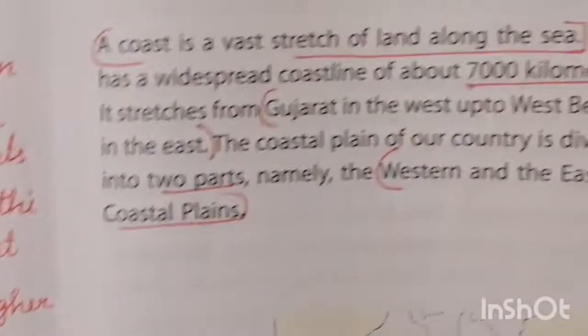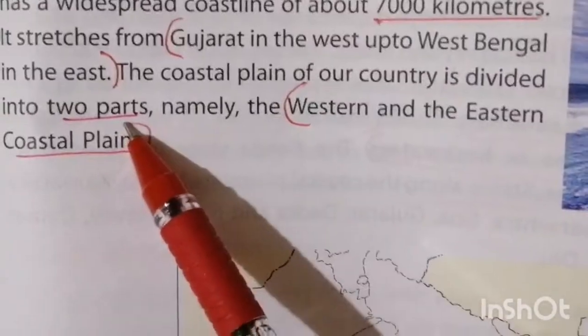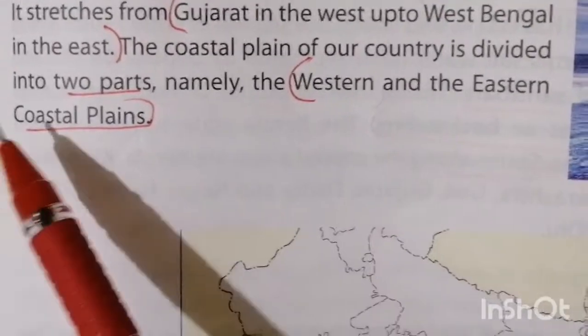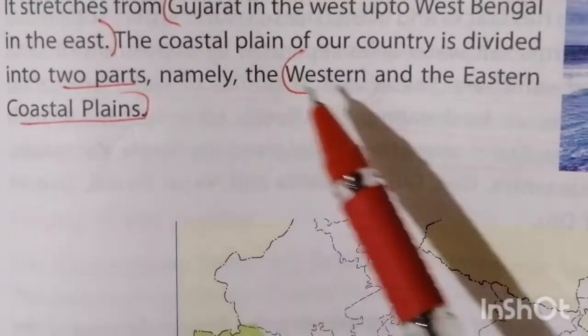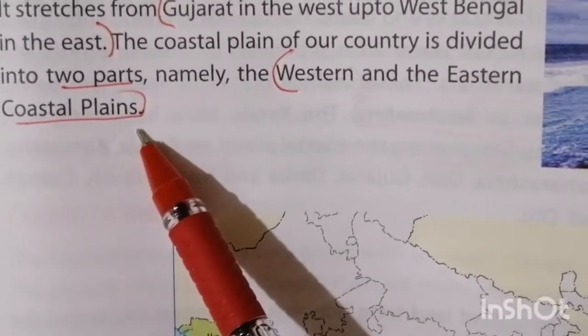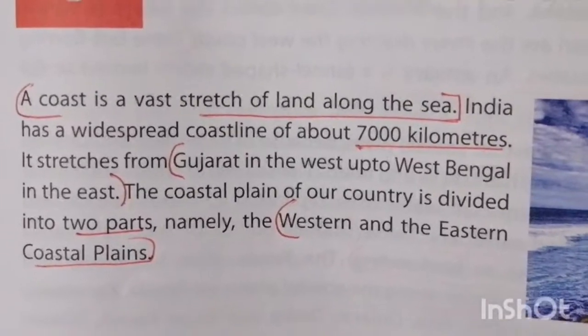Okay. Now your coastal plain is divided into two parts. So what are the two parts? Western and eastern coastal plain. So first we shall see what is a western coastal plain. Is it clear till here?